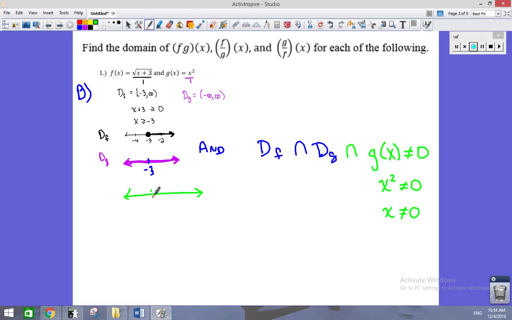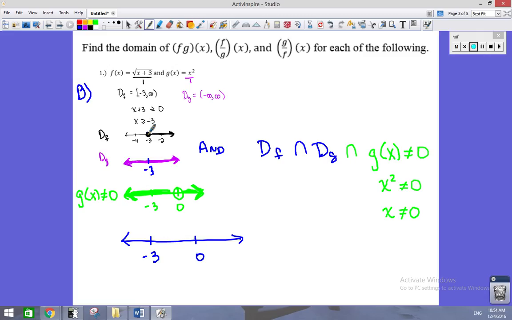Here's negative 3, and 0 is to the right of negative 3. Now, that's the only value I'm excluding on this number line. It's the only value that caused division by 0, that caused this g to equal 0, and g's in the denominator. So this was the values that prevent g from being 0. So if we draw a picture of all three of these, we had a point of interest negative 3, and we have a point of interest 0.